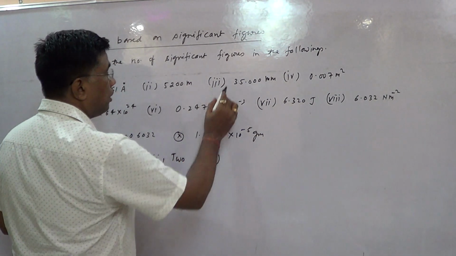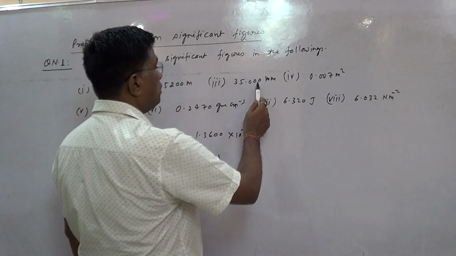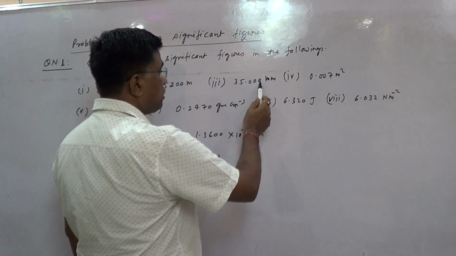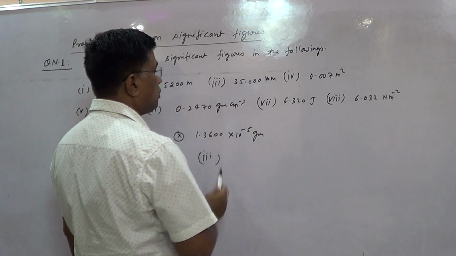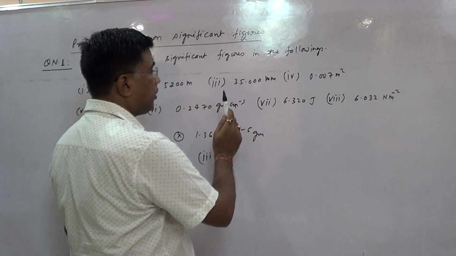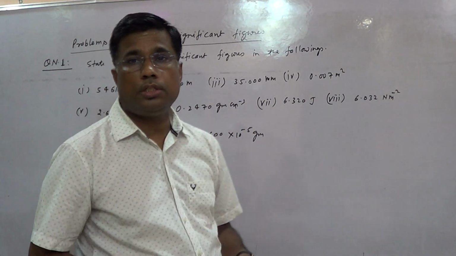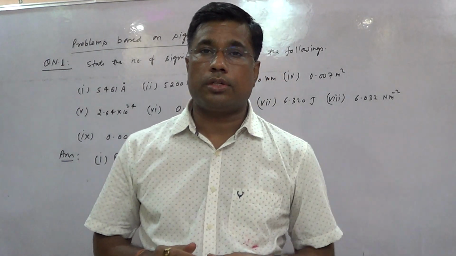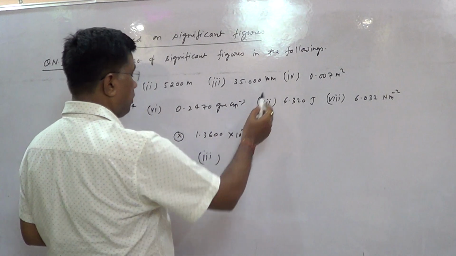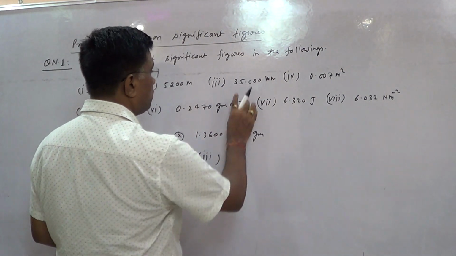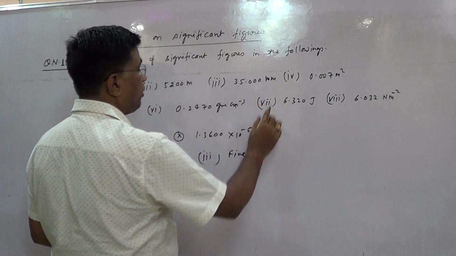Now in the third question, the measurement is 35.000. Students, in this measurement, the first two digits are non-zero numbers, therefore they are significant, and these zeros are after the decimal, therefore these zeros are used to express the accuracy of the instrument, so they are significant. So the total number of significant figures in question number three is 2 plus 3 equal to 5. There are 5 significant figures.